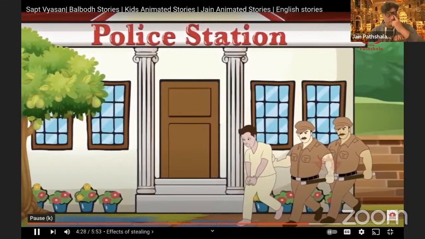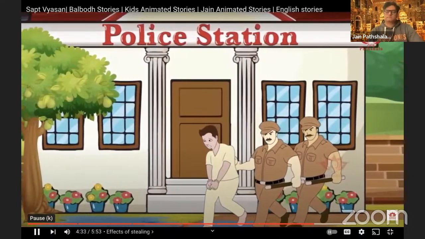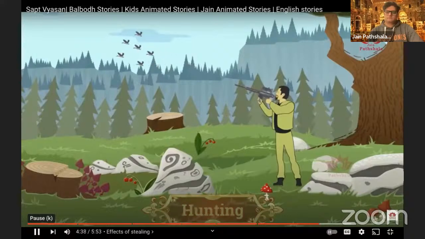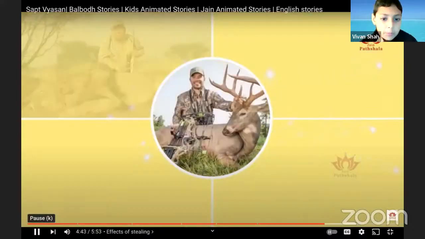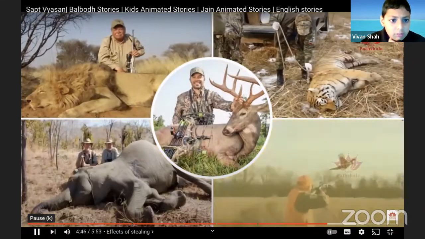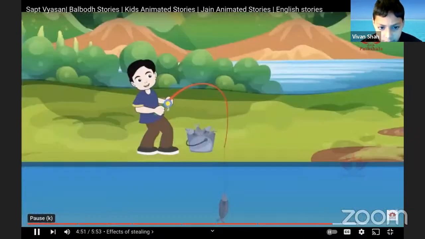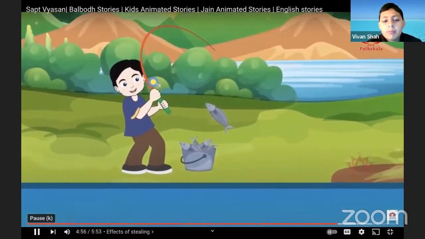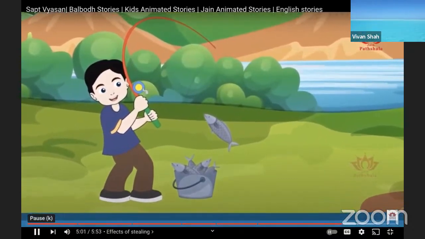No one likes people who steal, and no one becomes friends with someone who steals. And always remember that stealing is also a sin. The fifth one is hunting. Some people go to the forest or jungle to hunt animals and birds like deer, lion, tiger, birds, etc. just for fun. You must have noticed some people go fishing also. But isn't it wrong to hurt other living beings for the sake of entertainment? That's why we should never hunt other living beings.